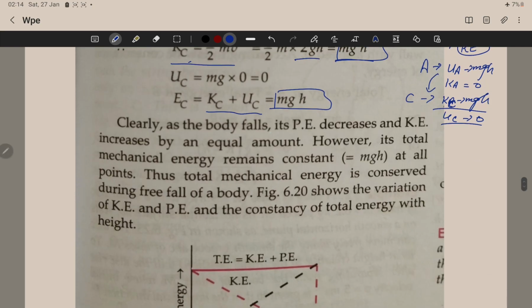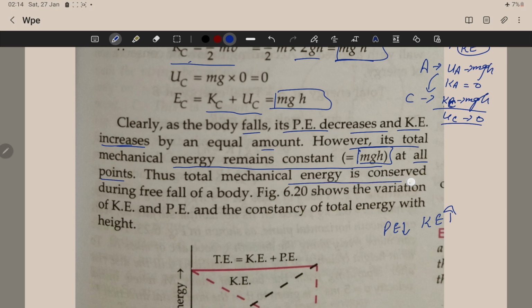So clearly, as the body falls, its potential energy decreases and the kinetic energy increases. What happens as the body falls? Potential energy decreases and the kinetic energy increases by an equal amount. However, its total mechanical energy remains constant, always mgh at all points. Thus, the total mechanical energy is conserved during the free fall of the body.